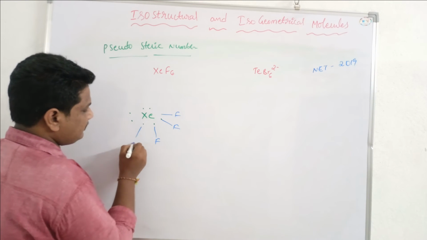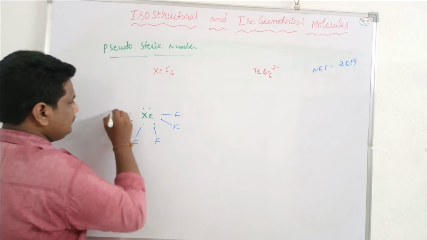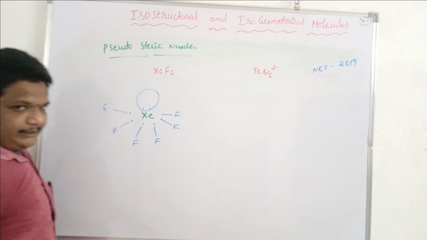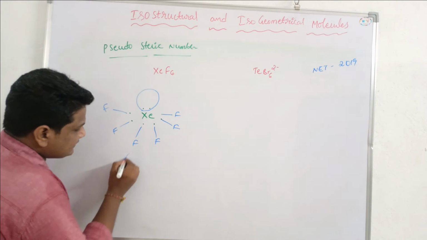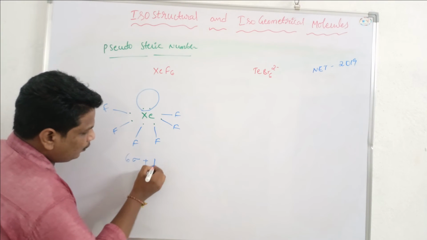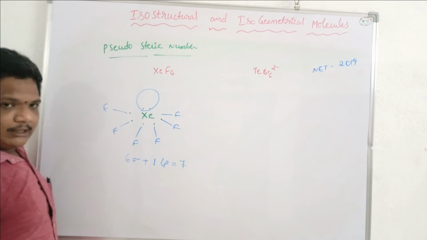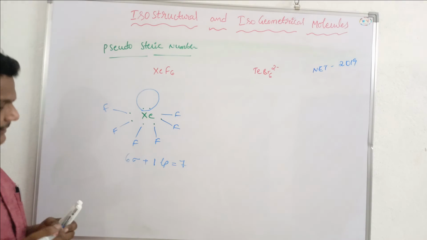Okay, these are the sigma bonds, 6 fluorines, and this remains as a lone pair. So here we have 6 sigma bonds and 1 lone pair. So here we have steric number 7.